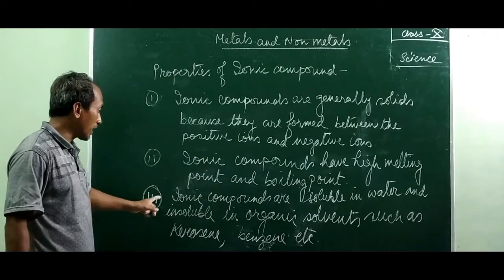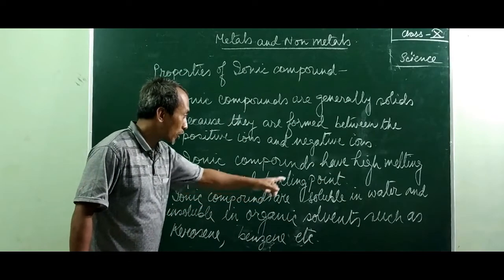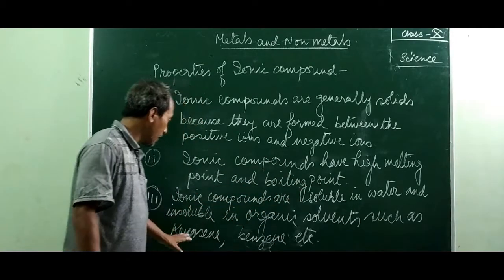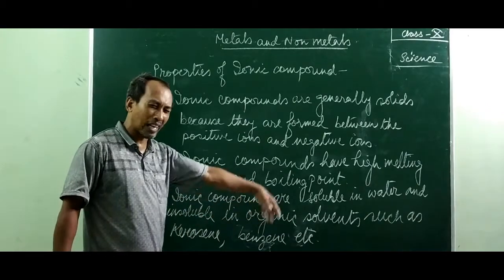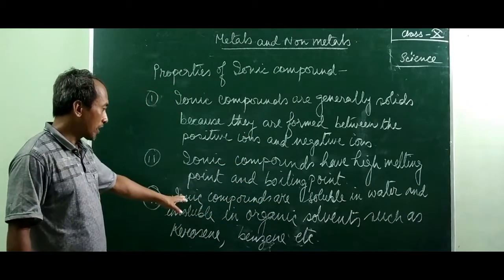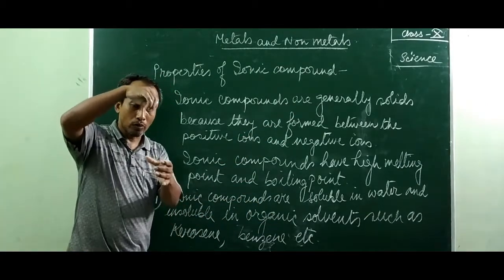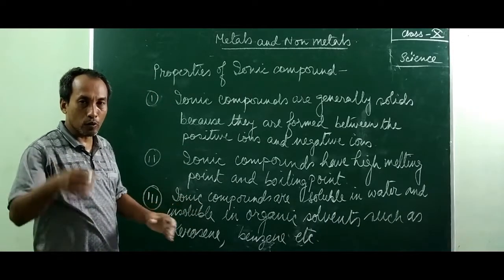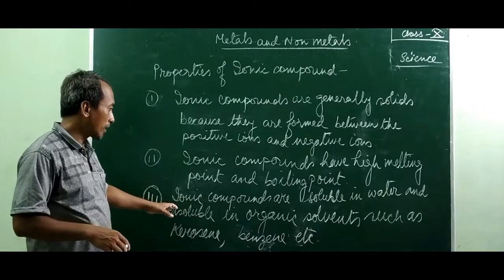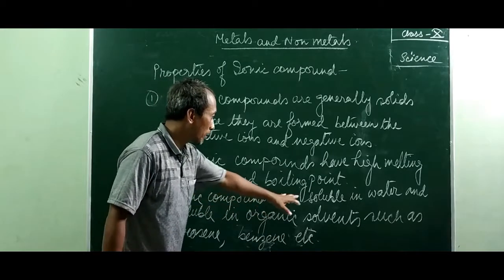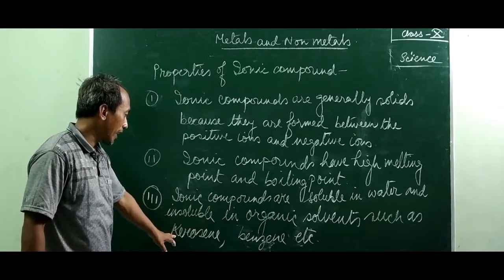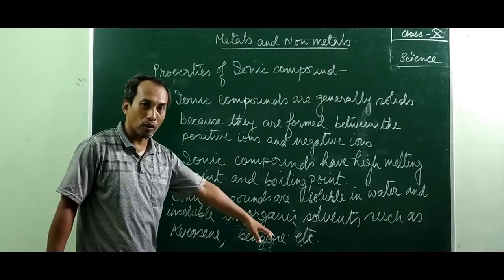The third point is ionic compounds are soluble in water but insoluble in organic solvents such as kerosene, benzene, toluene, etc. Now you see salt, when you put it in water, it gets dissolved in the water. So salt is an ionic compound. It generally gets dissolved in water, but is insoluble in organic solvents like kerosene, benzene, petrol, etc.